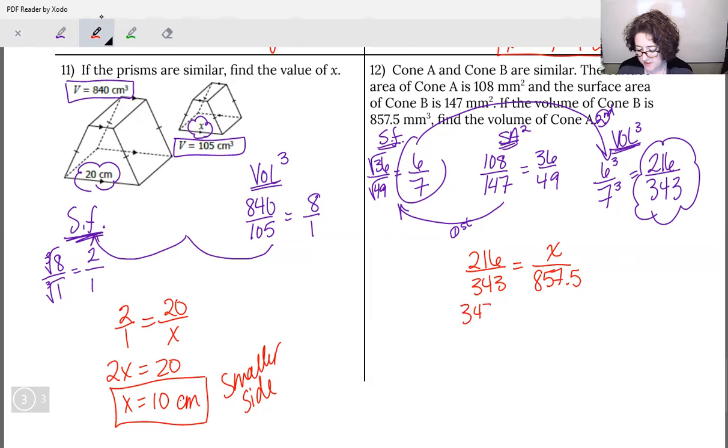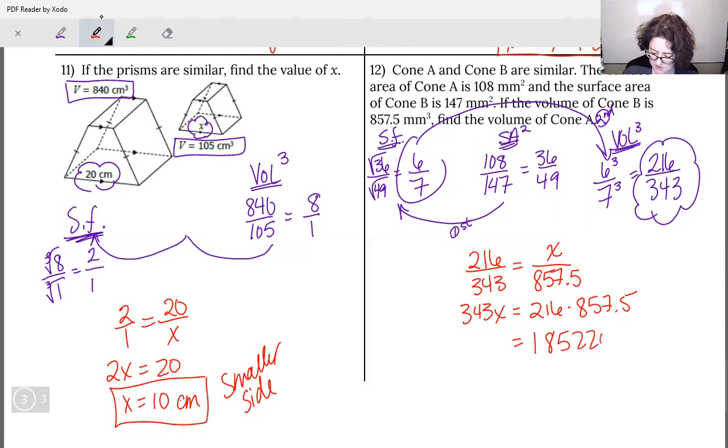So we have 343x, and we have 216 times 857.5. That's not a pretty number. Times 857.5 gives me a very large number of 185,220. Wow, 185,000. That's pretty big. But keep in mind, what do we have to divide out to solve for the x? And we've got to divide out that 343. So we're dividing a large number by another large number. This actually doesn't come out too bad. It comes out to 540, not 545.